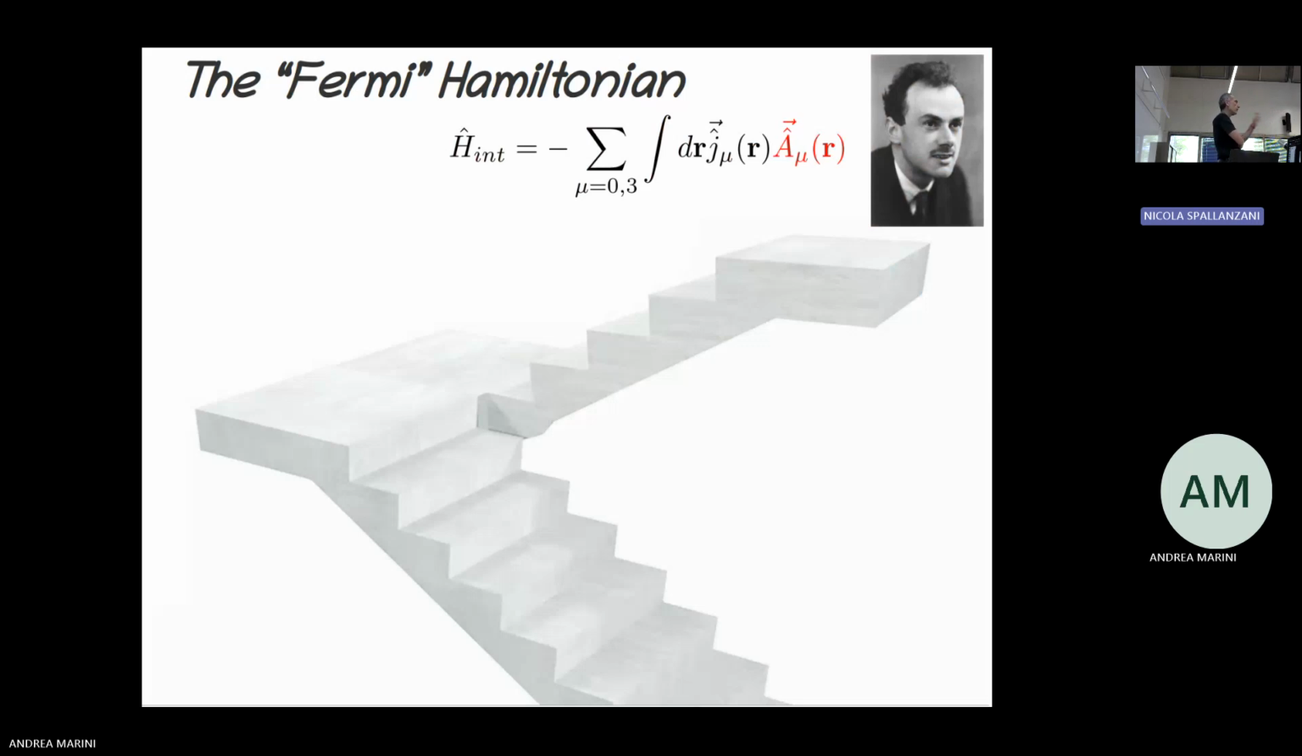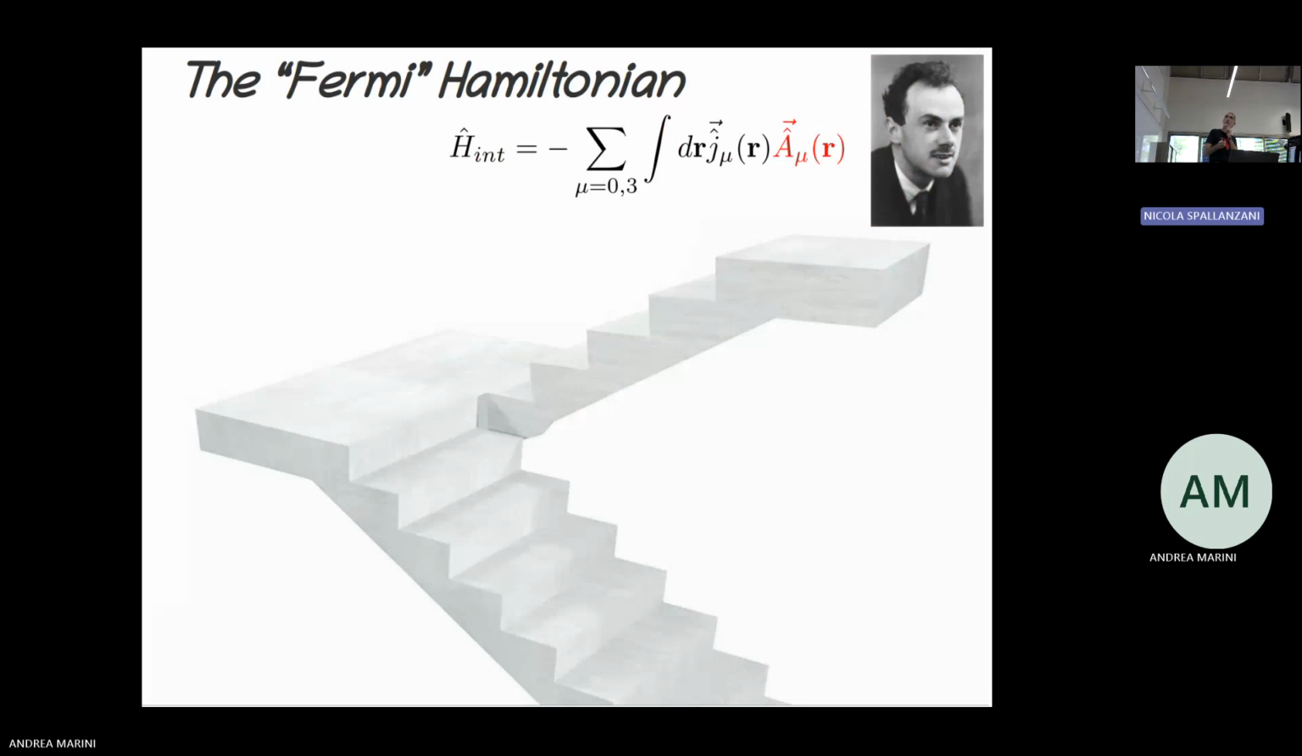You can get very compact, especially if you use Minkowski notation, relativistic notation. It's very simple. And the interaction is something like this. Very simple. Where this is time and space in Minkowski notation, and this is the Hamiltonian.